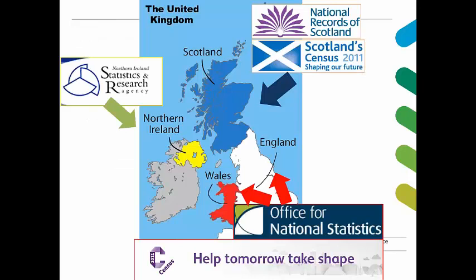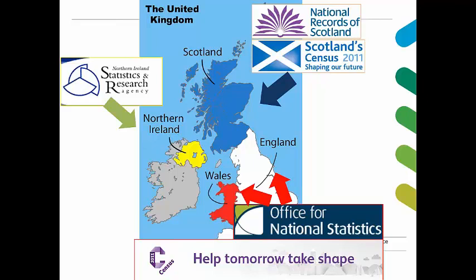Okay, so I've been talking as if there is just one census, but in the UK we actually have 3 separate census agencies. There is the Office for National Statistics, which covers England and Wales. In Scotland, there is the National Records of Scotland, or NRS for short. And there's NISRA in Northern Ireland, which is the Northern Ireland Statistics and Research Agency.